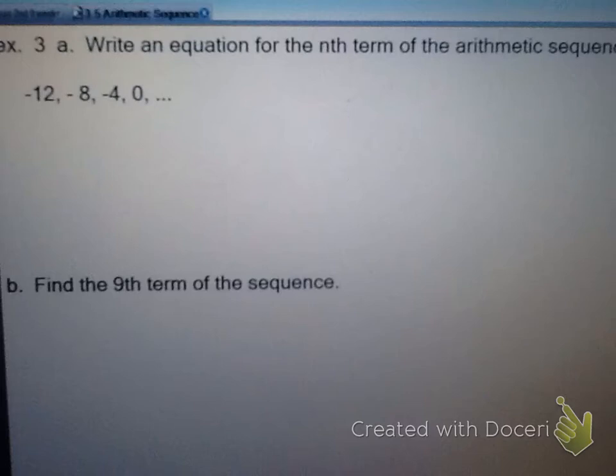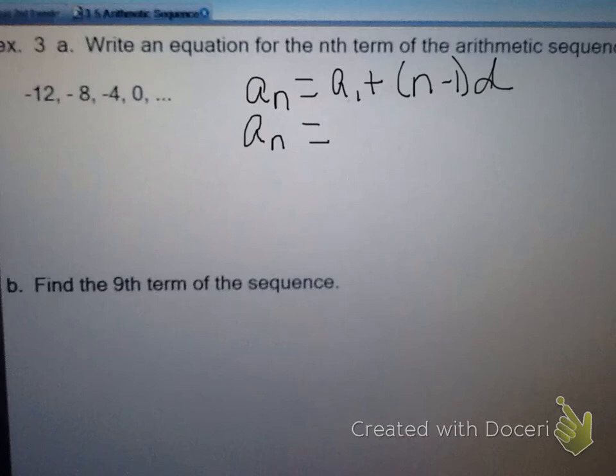Example 3, write an equation for the nth term of the arithmetic sequence. Okay, first thing we need is the formula for the arithmetic sequence. The formula is a sub n is equal to a sub 1 plus n minus 1 times d. Always write the formula down first. Now let's plug in what we know. We don't know our a sub n. We do know our first term. Our first term is negative 12. We don't know the nth because it says write the equation for the nth term. So n stays in n minus 1 times d.